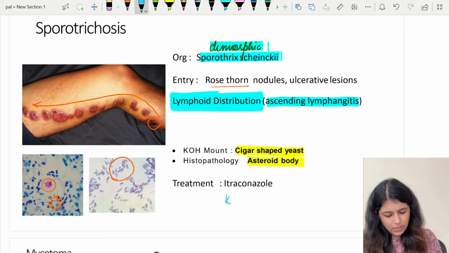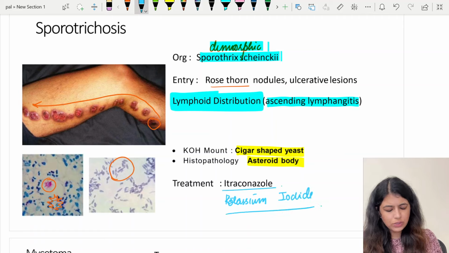Treatment is with itraconazole, and one more thing I want you to remember is the use of potassium iodide. So potassium iodide is used in the treatment, and so is itraconazole.